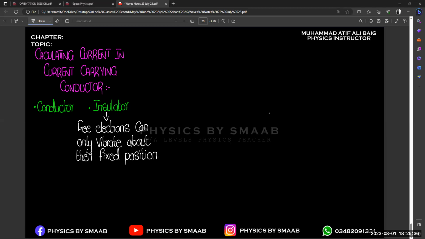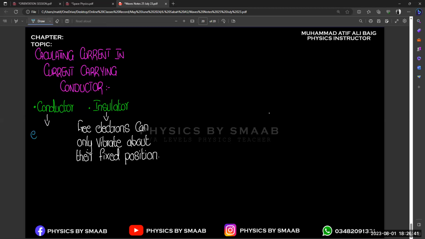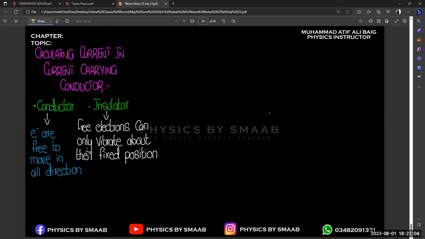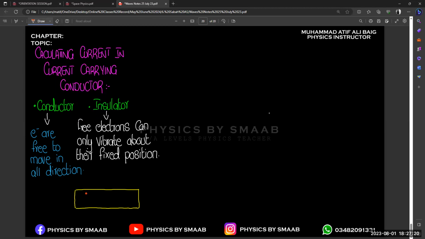Okay, if we continue with the conductor, we know that there is a concept of free electrons too, and in this concept, electrons are completely free to move in all directions. Talking only about conductors, not insulators. And let's suppose we consider a diagram over here. Let's suppose we have a conductor, this is our conductor, and let's suppose we consider some charges in it. This is a charge.